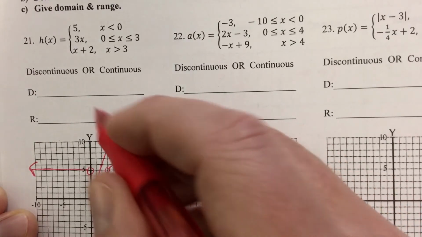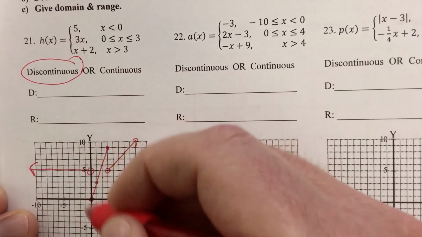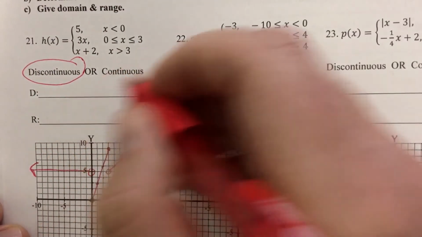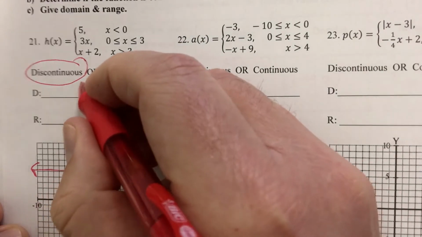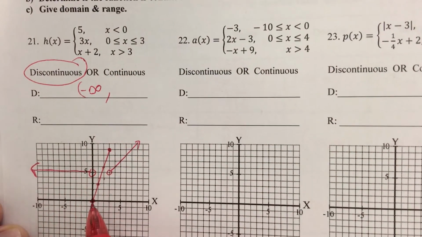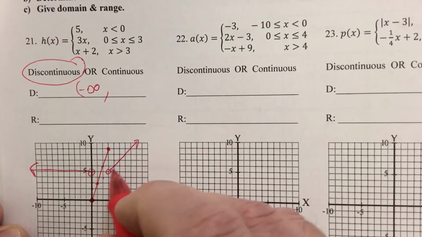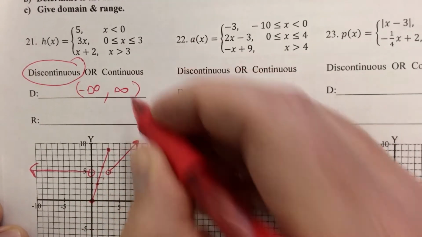All right, so is this discontinuous or continuous? This is discontinuous because you can't draw this without picking up your pen. Domain, well, how far left and how far right? This goes left forever, and there are no gaps in here, so it should go right because of the arrow, right forever. That's one way to tell graphically.